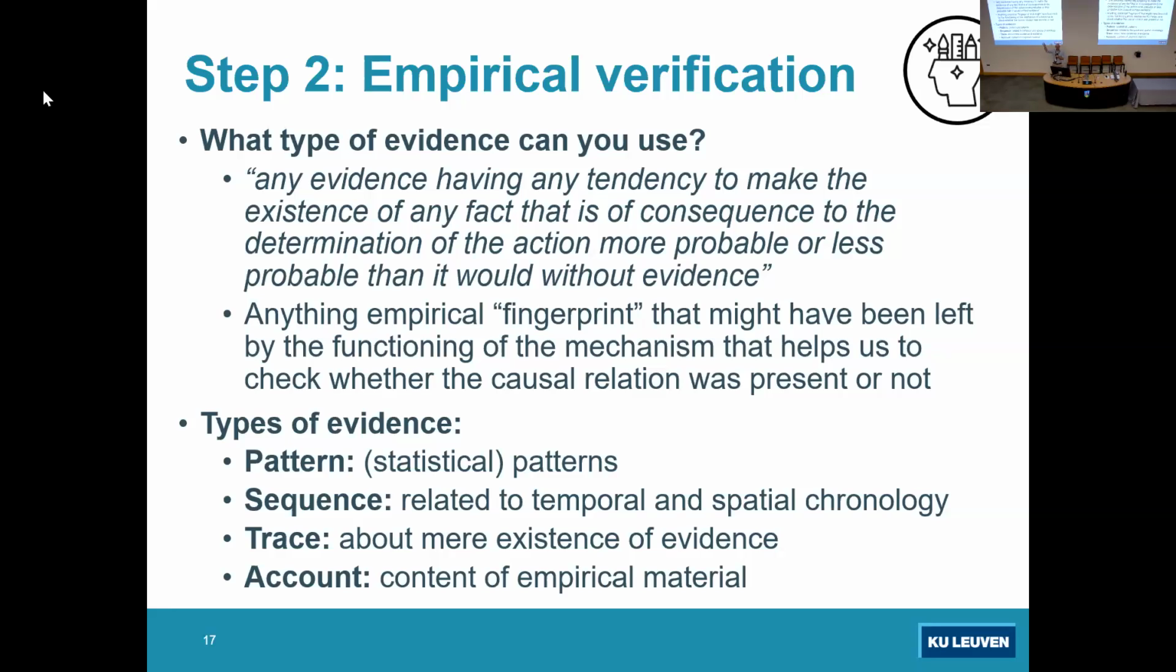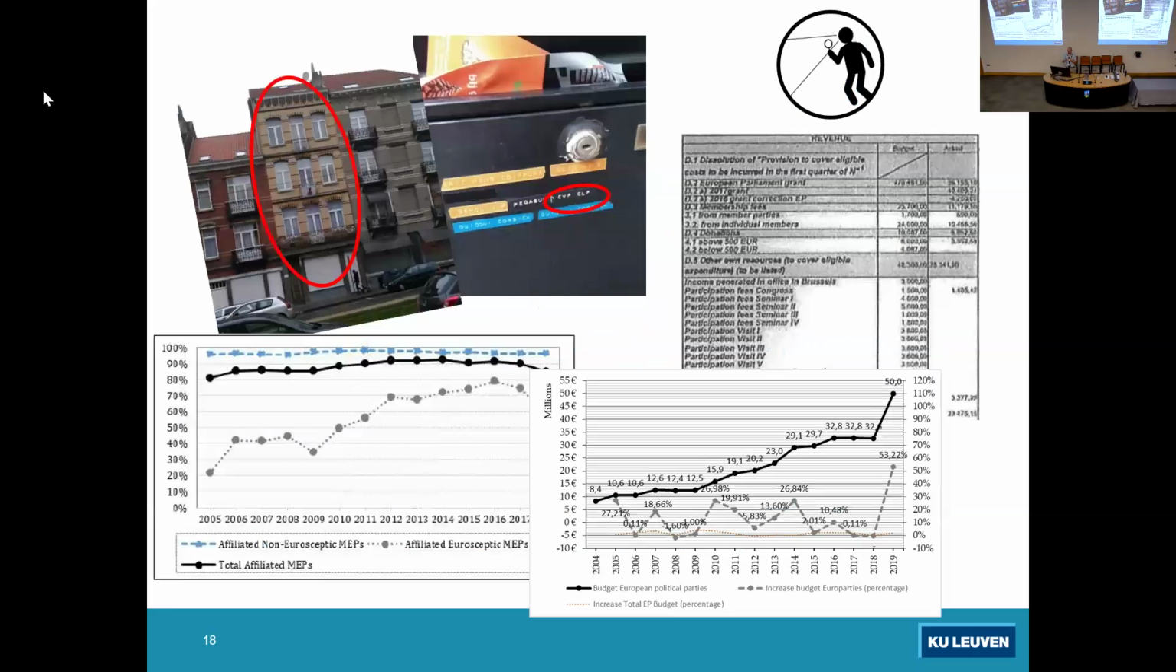The existence, in my case, of Eurosceptic Euro parties, that's trace evidence, and that's also something that I used. Account evidence is the content of empirical material, the content of documents that you analyze, the content of interviews that you've done and transcribed, etc. So, all different types of evidence. But it's quite simple. You need to be very creative.